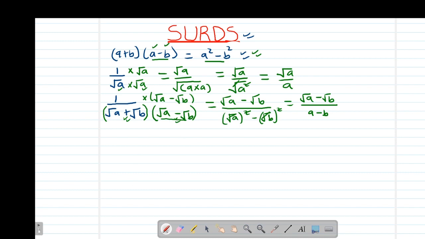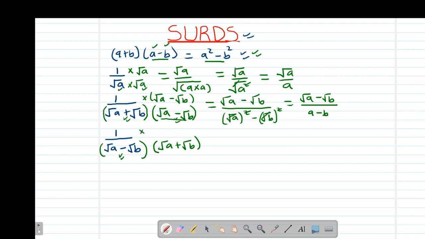Then the other case scenario that you can get is if you have 1 divided by the root of A minus the root of B. Now for this case, the conjugate will be the addition. So if it is minus, then the conjugate becomes addition, and vice versa. So the conjugate will be the root of A plus the root of B. So plus because here we had minus. Remember, for this case we had plus, the conjugate becomes minus.